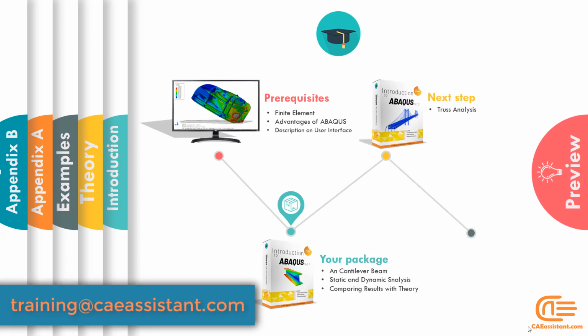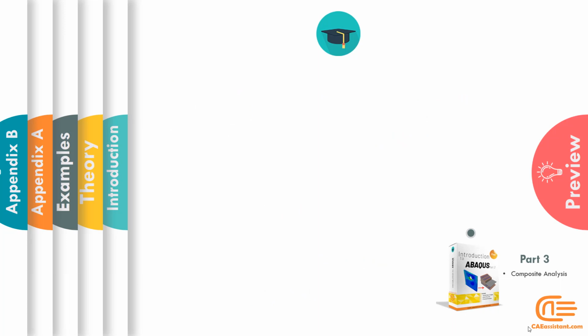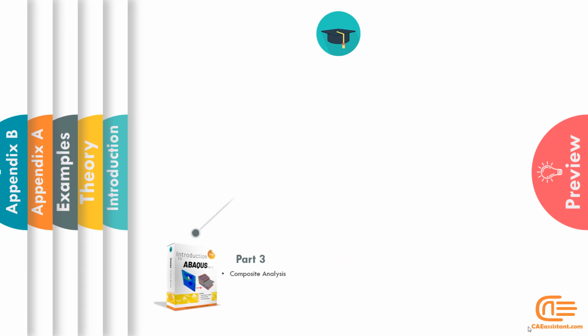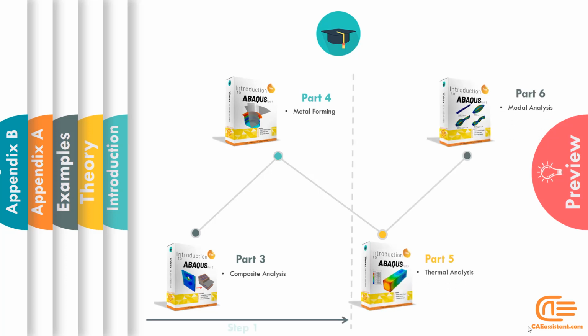In the next course, we analyze the truss, then we work on simulation of composites. The next training package will be the simulation of metal forming process. This will be the first step of our training package. Next, we will learn thermal simulation and modal analysis. But this is not the end of our training process. To see our teaching plan in this series of tutorials, check our website.